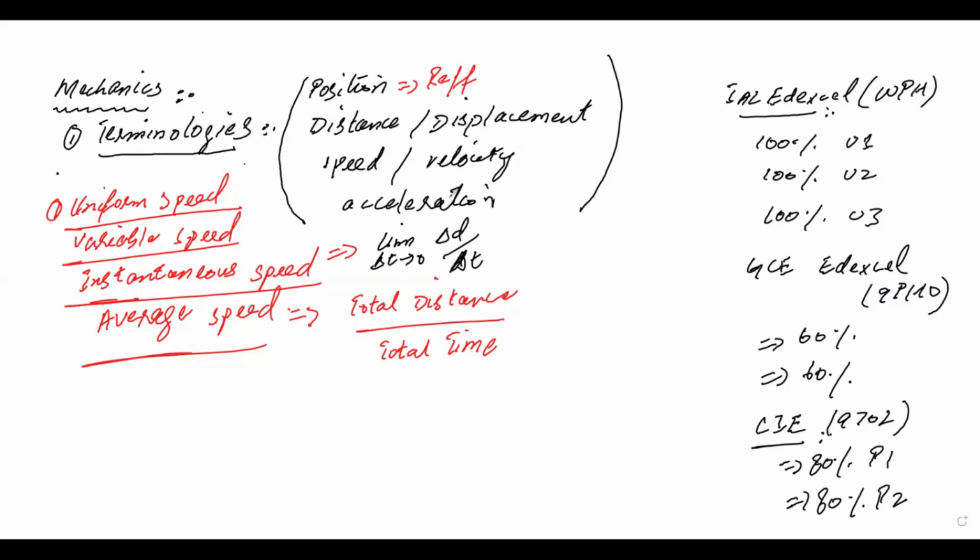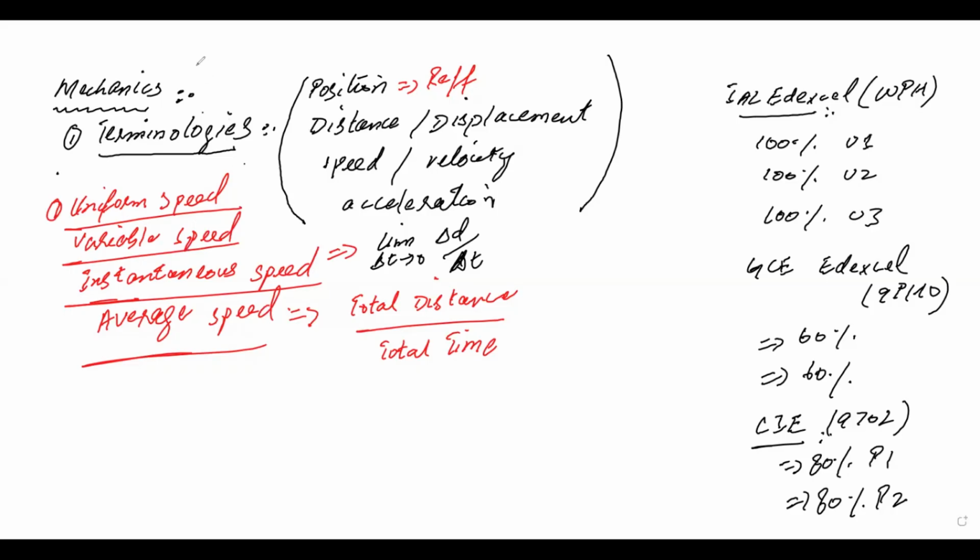Now, the basic thing is, I'm pretty sure that all of you know about the position, if I'm talking about uniform or variable speed or instantaneous speed or average speed. But there are some questions where students often mess up. For example, if somebody is asking you that the body is moving with uniform speed, what is going to be the relationship between the instantaneous speed and the average speed?